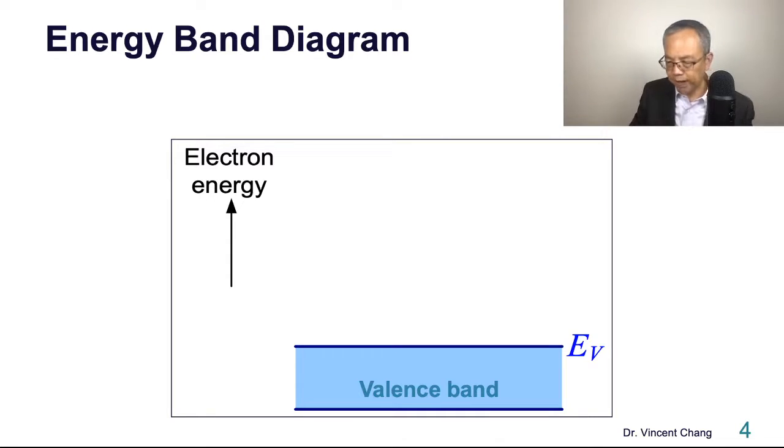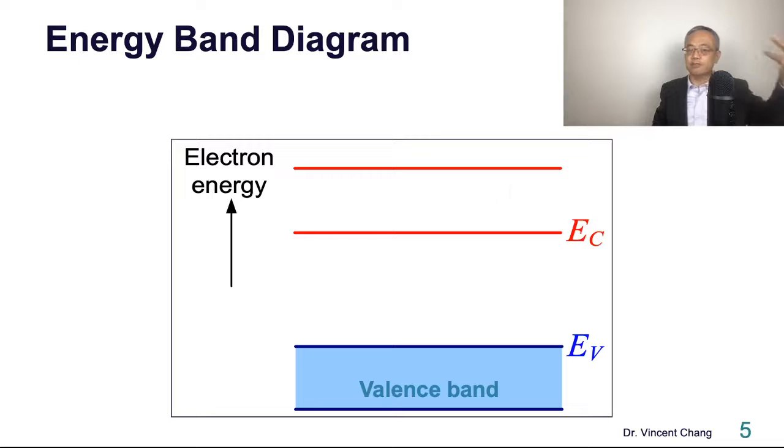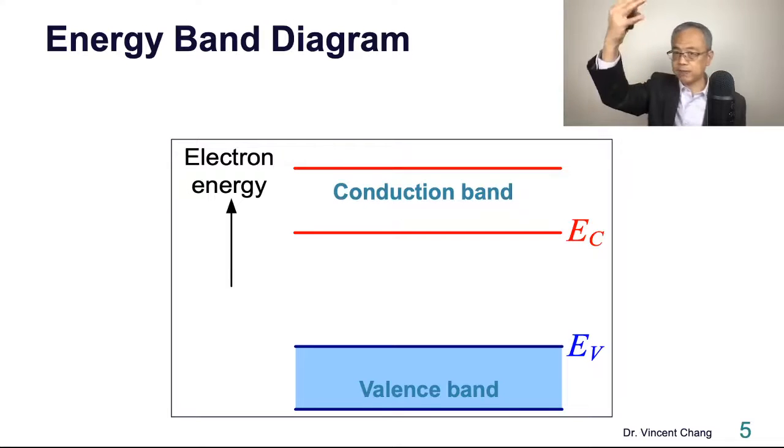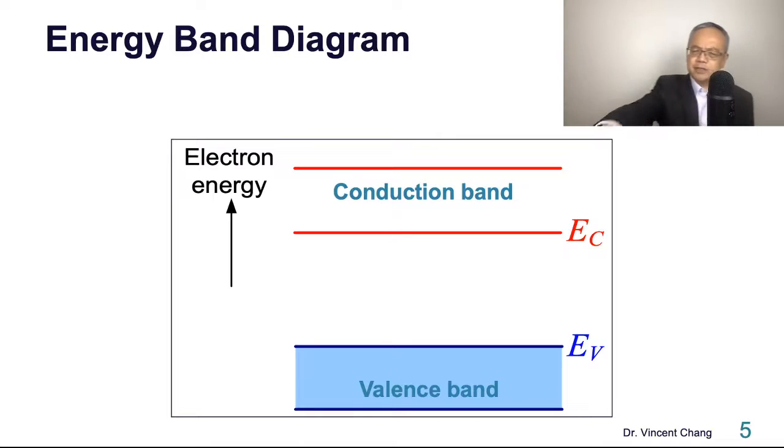The lower band is called the valence band, and the upper band is called the conduction band. Two bands. So what does that mean? If you are an electron, you have two choices. You either stay in the valence band or you go into the conduction band.